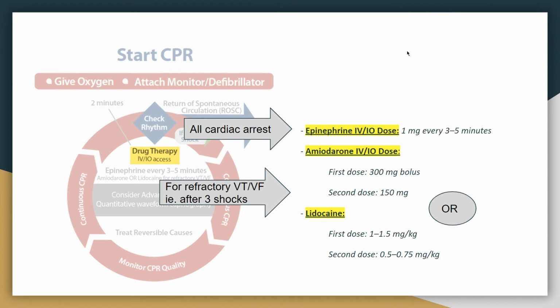Regarding drug therapy, for all cardiac arrests, use epinephrine or amiodarone. Epinephrine, 1 milligram every 3 to 5 minutes. Amiodarone, the first dose is 300 milligrams in bolus, the second dose is 150 milligrams. For refractory shockable rhythms such as VT and VF, defined as after 3 shocks, use lidocaine. The first dose being, as stated, 1 to 1.5 milligrams per kilogram. The second dose, as stated, 0.5 to 0.75 milligrams per kilogram.